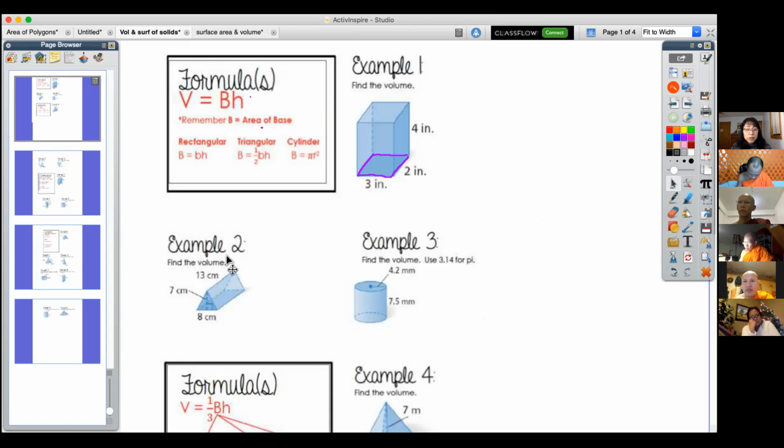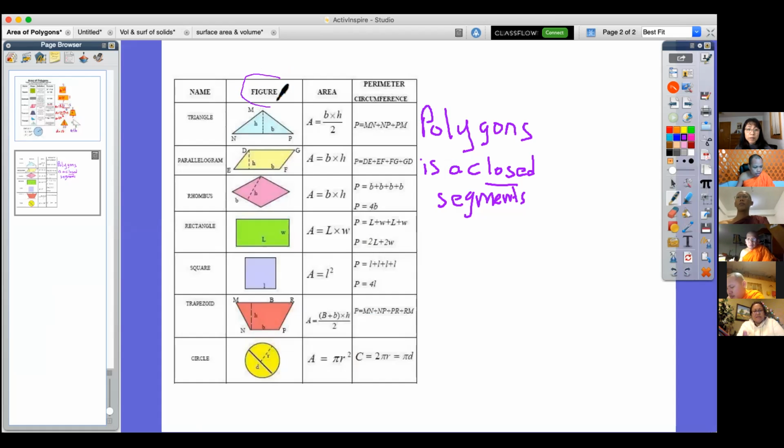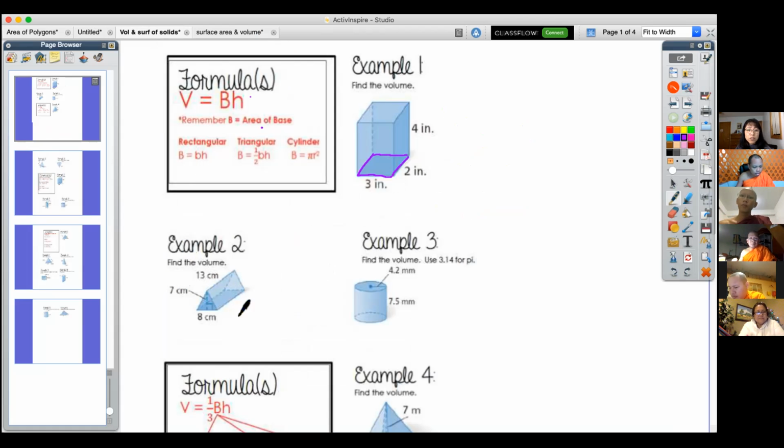In example 2, just use the same formula. What is your base? What shape is your base? First of all, you have to identify your base. Tell me the shape of the base. No, we ask for the name of the shape. Is it a trapezoid? Is it a rectangle? First of all, I have to know the shape. What shape is your base?